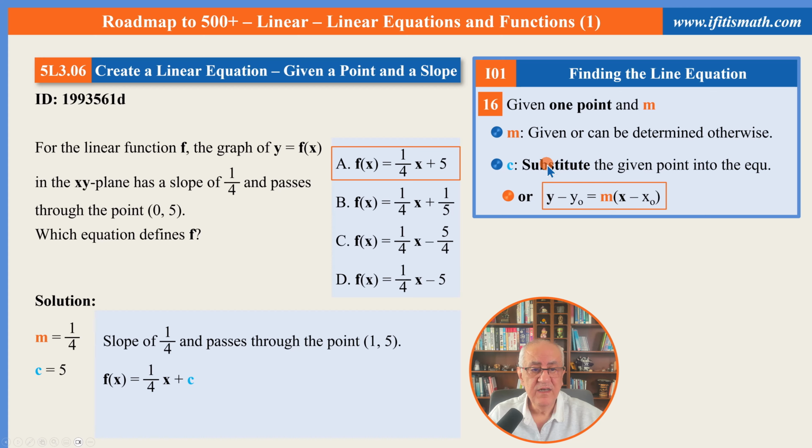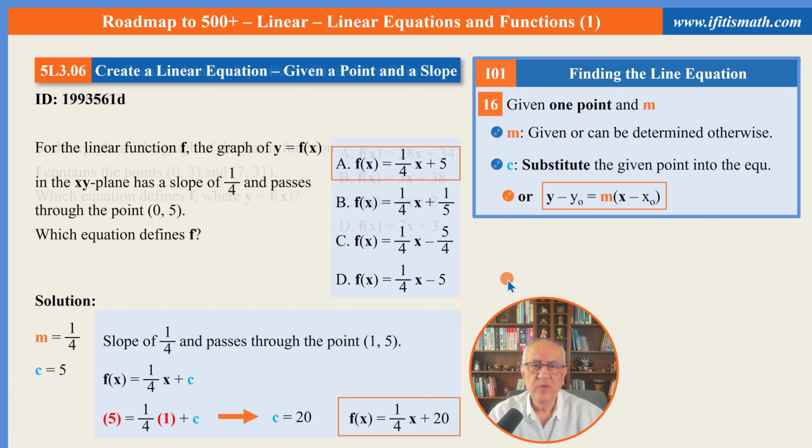What's stated here: substitute the given point into the equation. So if I substitute 1 and 5, the only thing unknown would be c. So 1 will be here and 5 will be here. All right, I solve for c, it's 20, and the equation is going to be 1 over 4 x plus 20. So this is a little bit more challenging question than this question. All right, guys, let's move to the next question.